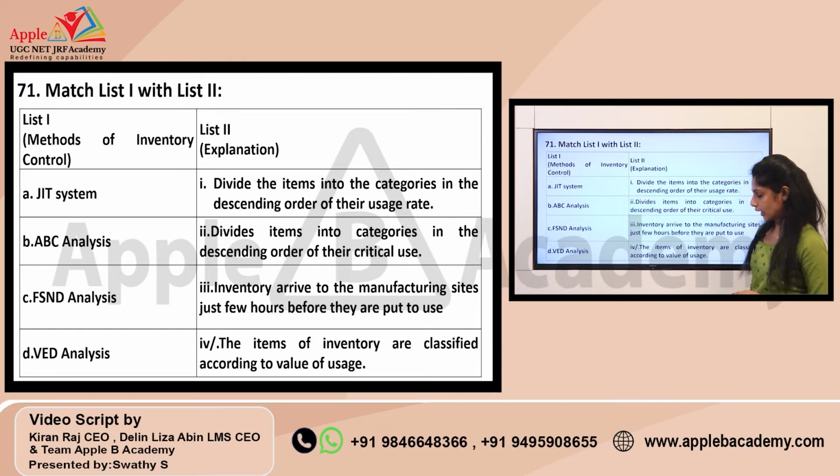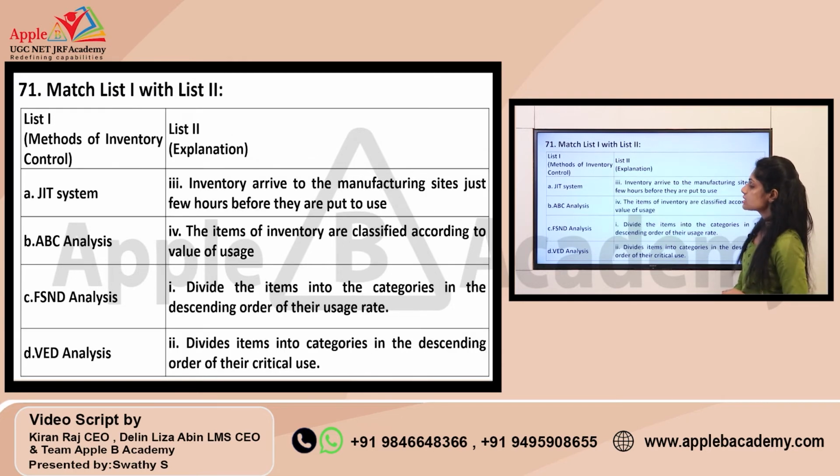various methods. So how can you connect it? A, the JIT system, you can connect with inventory arriving at the manufacturing site just a few hours before production, just in time. Whenever you want to make a production, at that time the material is going to arrive. So A3. B, ABC analysis: the items of inventory are classified according to value of usage. So we are classifying the materials based on their value, A, B, C.